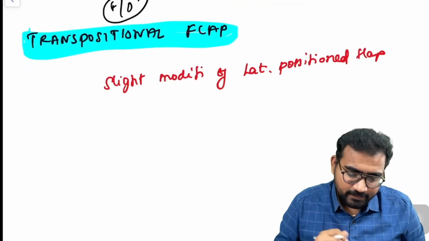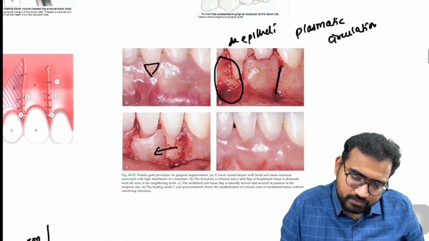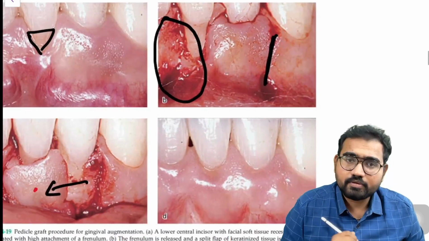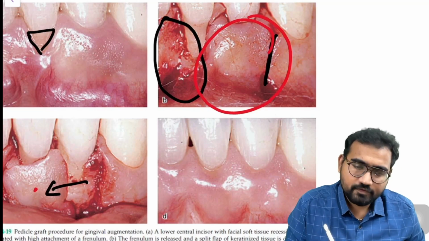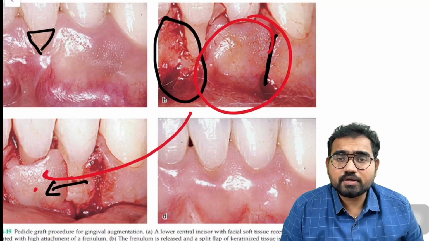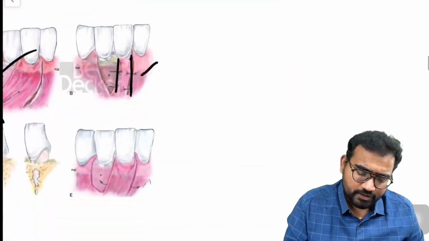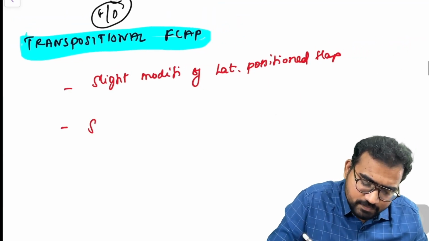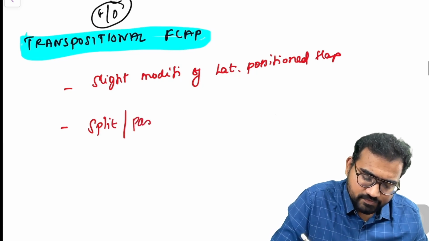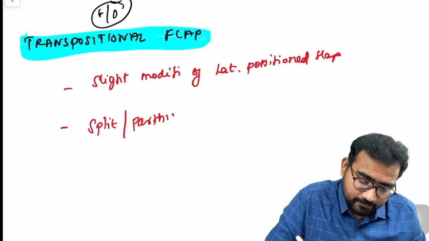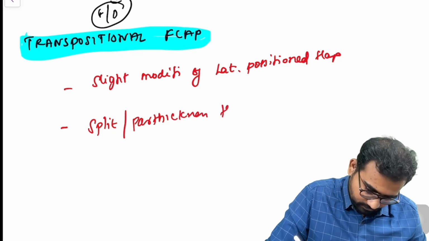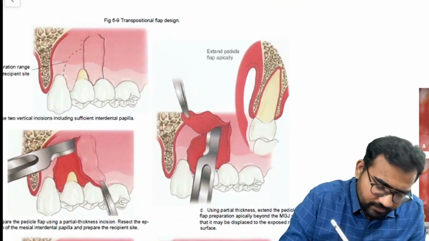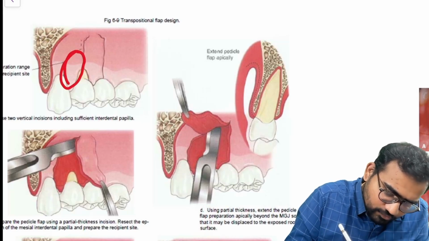As I told you earlier, a full thickness mucoperiosteal flap is reflected and moved to the donor side. Instead of the full thickness mucoperiosteal flap, in the transpositional flap they give a split or partial thickness flap even in the donor area. It looks something like this. I'm just removing the epithelium over here.